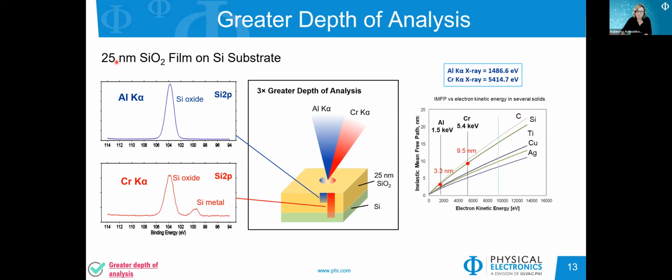Here's an example where we have a sample that is a 25 nanometer silicon film. When you look at this film using the aluminum X-ray source, of course, you only detect silicon oxide. While using the chromium source, you are detecting both the metal peak and the oxide peak. So we are probing beneath these 25 nanometers sampling depths. And you can see the elastic mean free path for the same transition here as a function of kinetic energy. So it's 3 times larger for the chromium source. That results in 3 times larger sampling depths.